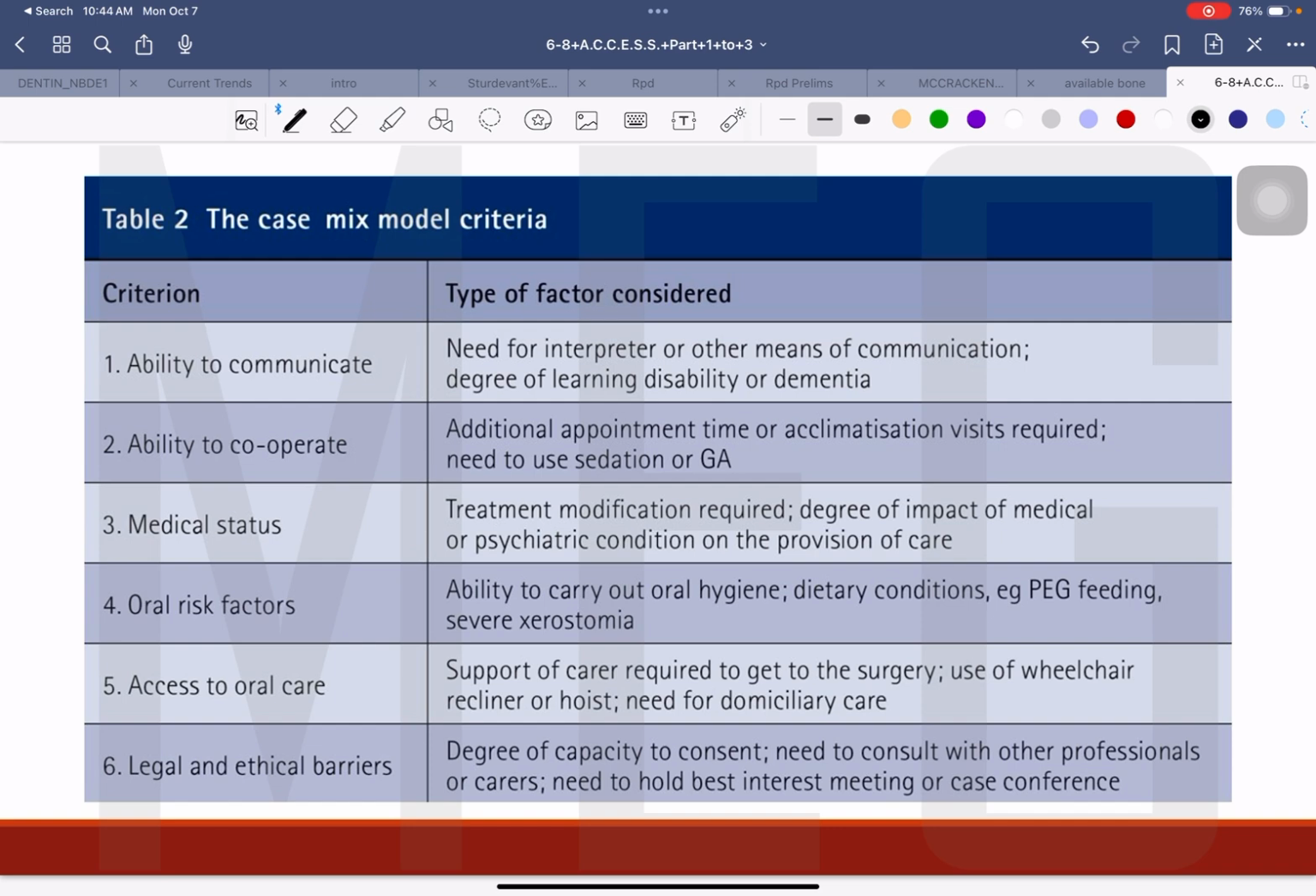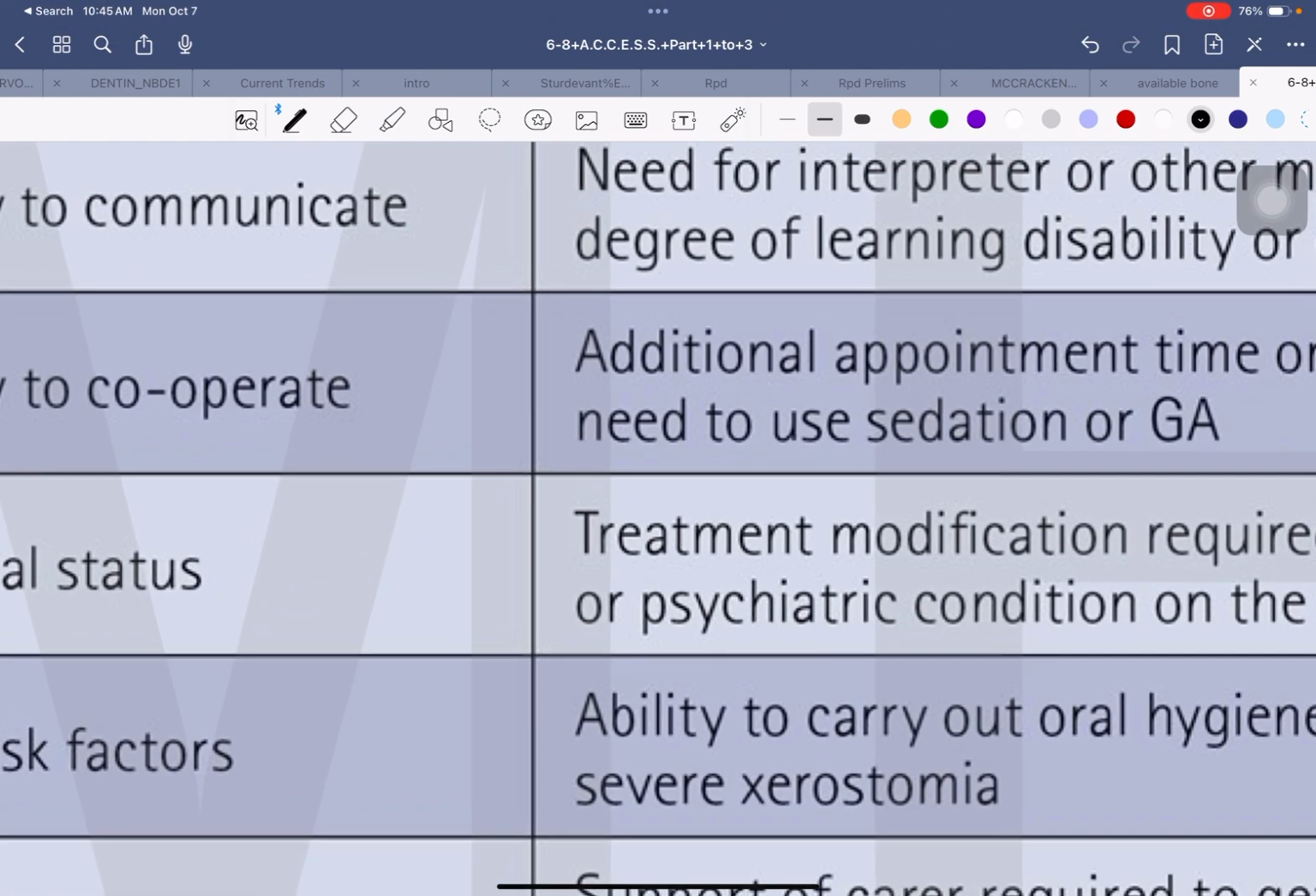So, ability to cooperate, additional appointment time or acclimatization visits required. Acclimatization means they have to be familiarized with the area, or there is a need to use sedation or general anesthesia. When we do special care dentistry, especially for patients with developmental delay who are already adults, according to studies and the seminars that we have attended, nitrous oxide and sedation are not enough for patients with special needs, and it was recommended that you put the patient under general anesthesia.